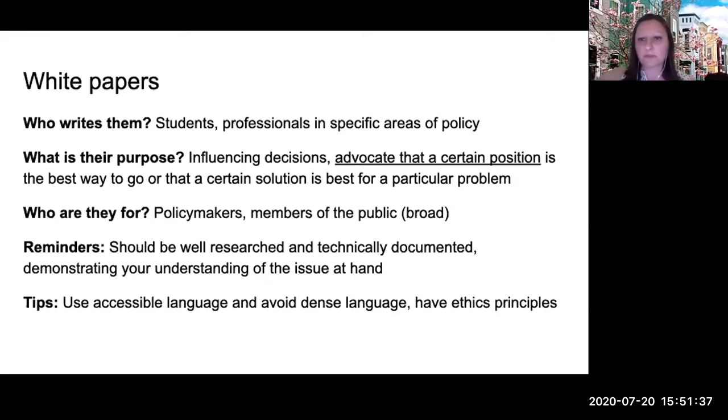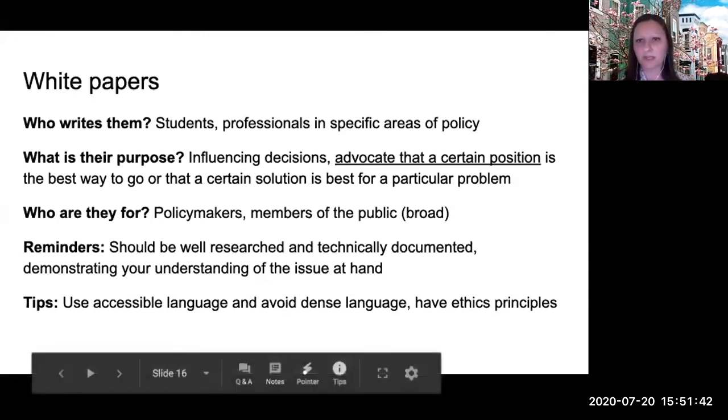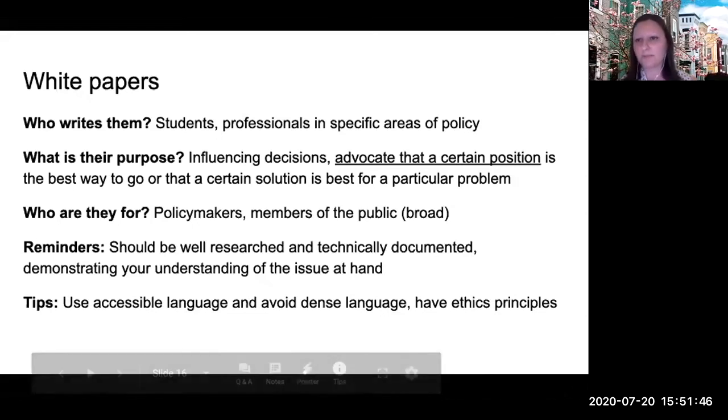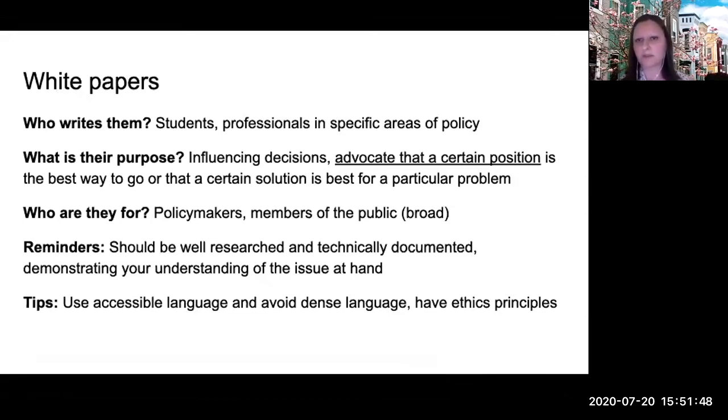It's typically written by students or professionals in specific areas of policy. Again, it's pretty broad. Their purpose is, as I mentioned, to influence decisions, and you're advocating, again, that a certain position is the way to go, or that a certain solution is best for a particular problem. They're typically for a broader audience, also can be either policymakers or members of the public.